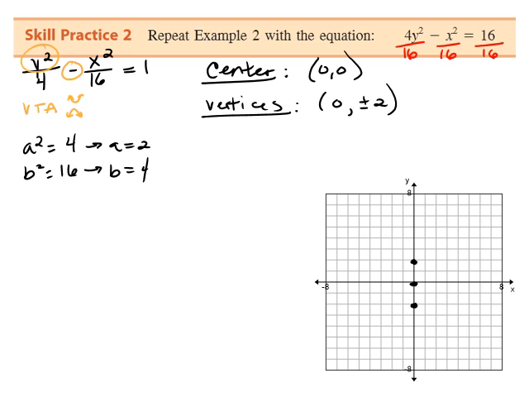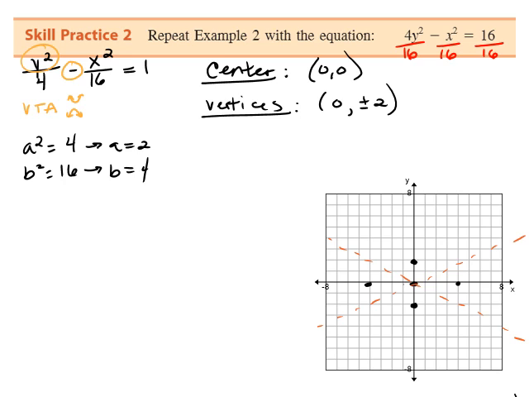I'm going to use b to help me make my box. So from the center, I'm going to go to the right 4 units and to the left 4 units. 1, 2, 3, 4. 1, 2, 3, 4. All right, so this helps me make the box. With this box, I'm going to draw in my asymptotes, and those will be from corner to corner. So here and here. And shortly we will write the equations of those asymptotes.